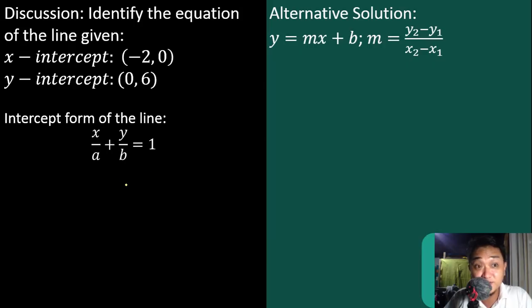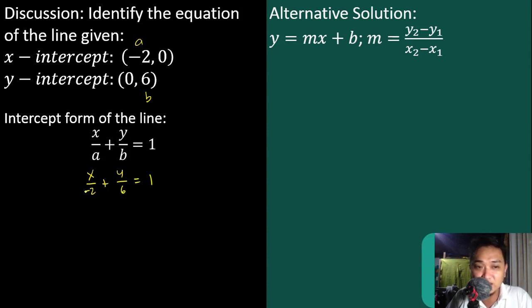Okay, let us have another example. Let's say our x-intercept is negative 2, 0 and our y-intercept is 0, 6. We will make use of our intercept form of the line denoted by x over a plus y over b is equivalent to 1. The value of a here is negative 2, and the value of b is 6. So let us substitute. We have x over negative 2 plus y over 6.